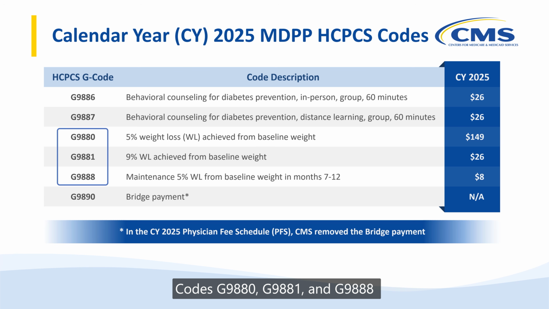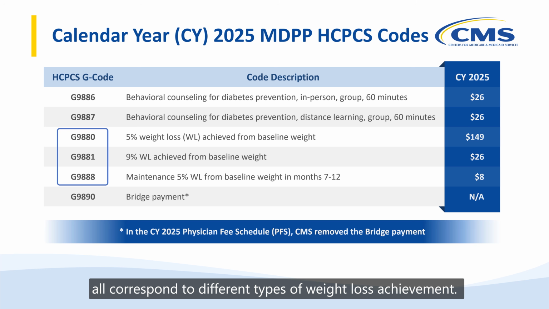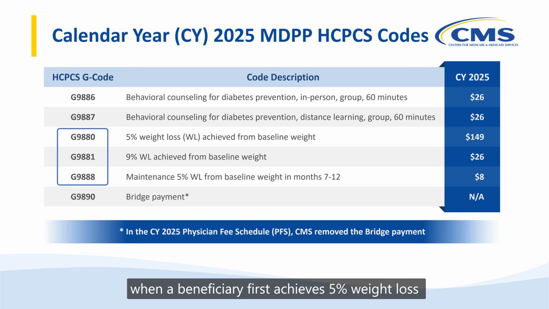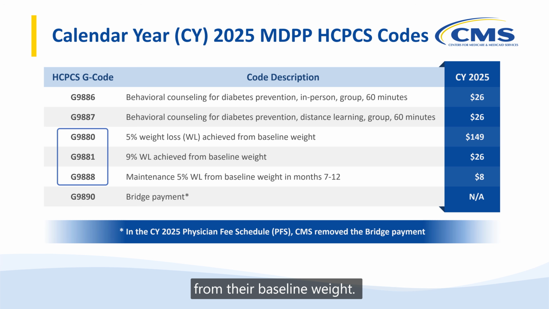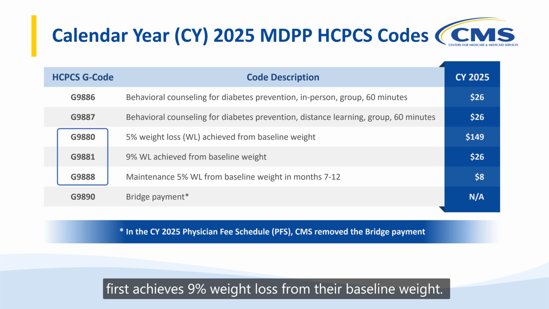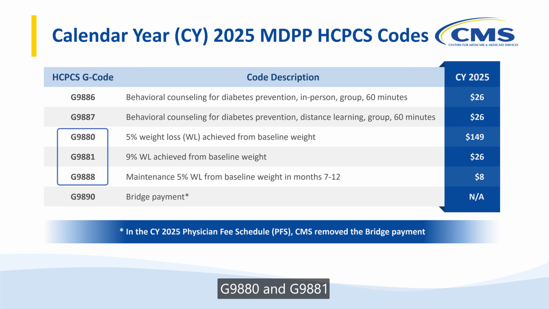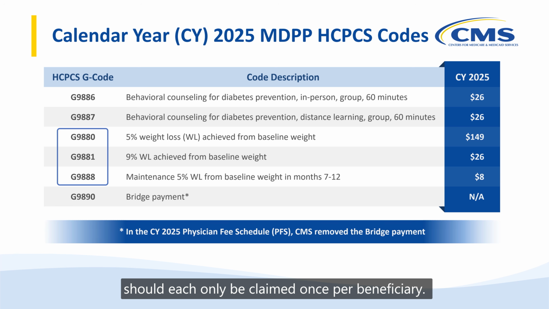Codes G9880, G9881, and G9888 all correspond to different types of weight loss achievement. G9880 should be claimed in conjunction with session attendance when a beneficiary first achieves 5% weight loss from their baseline weight. G9881 is similar to G9880, but is used when a beneficiary first achieves 9% weight loss from their baseline weight. G9880 and G9881 should each only be claimed once per beneficiary.